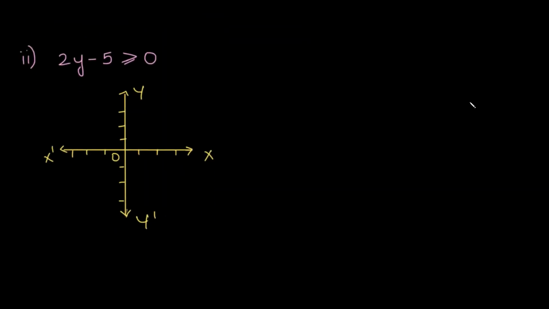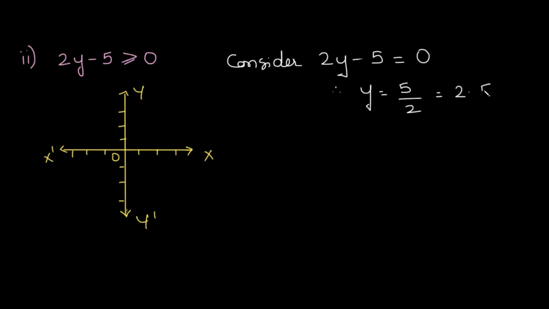The next sum, the question is 2y minus 5 greater than or equal to 0. So we consider the equation. See, the steps are the same. Whatever inequation is given is converted into an equation first. So consider 2y minus 5. To convert it into an equation, we just change this inequality into an equality, is equal to 0. Therefore we are going to get y is equal to 5 upon 2. Now 5 upon 2 is the same as 2.5. So y is equal to 2.5.